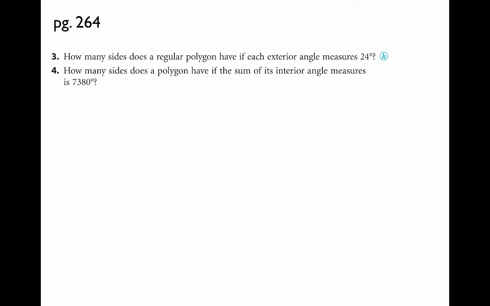Okay, number 3. How many sides does a regular polygon have if each exterior angle is 24 degrees? So we know that the exterior angle is 24 degrees. That's important. We know, therefore, that we can use the formula 360 over n. And 360 over the number of sides will give us the exterior angle of 24 degrees.